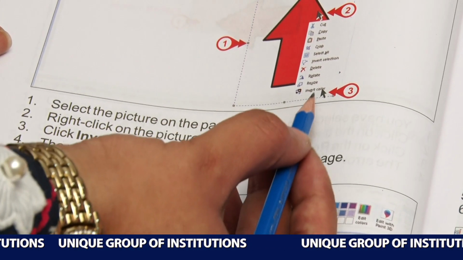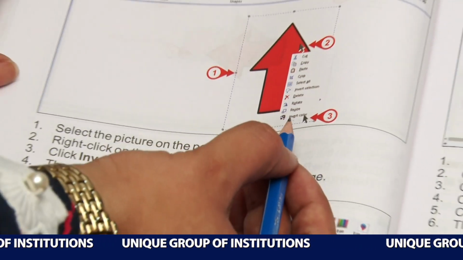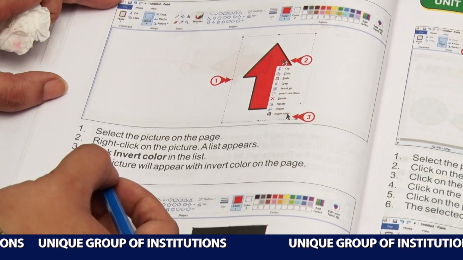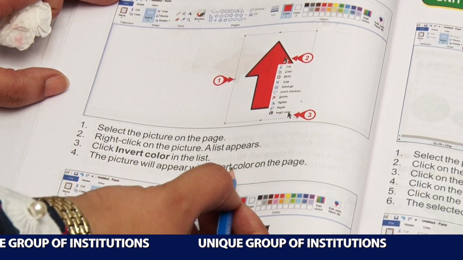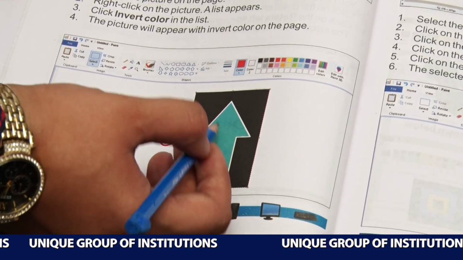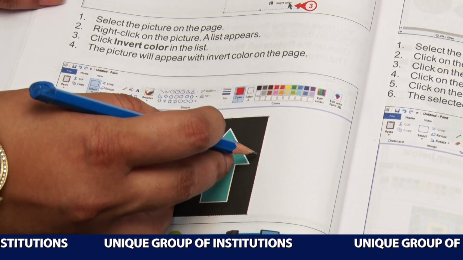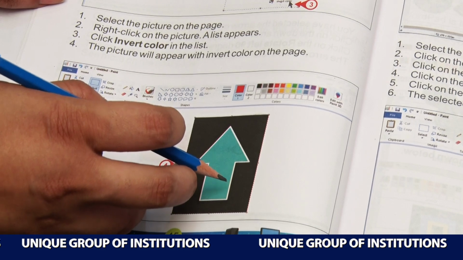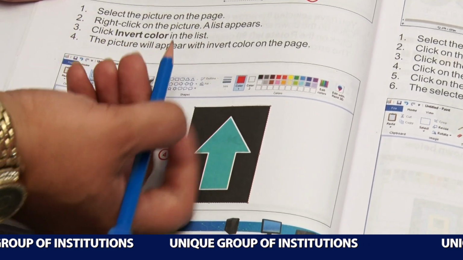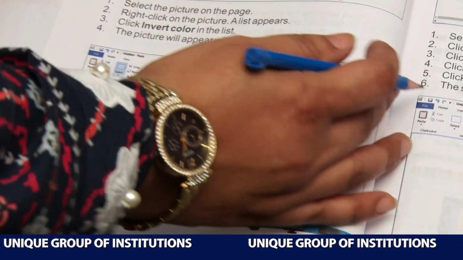When you click on this option where the 3 pointer is, it will show you an option of invert color. You have to click on it. The picture will appear with inverted color on the page. Now you can see this. Here you can find you have 2 different colors in this picture. The background is changed into a different color and the middle part is changed into a different color. This is how you can invert color in your picture, creating it in a box.